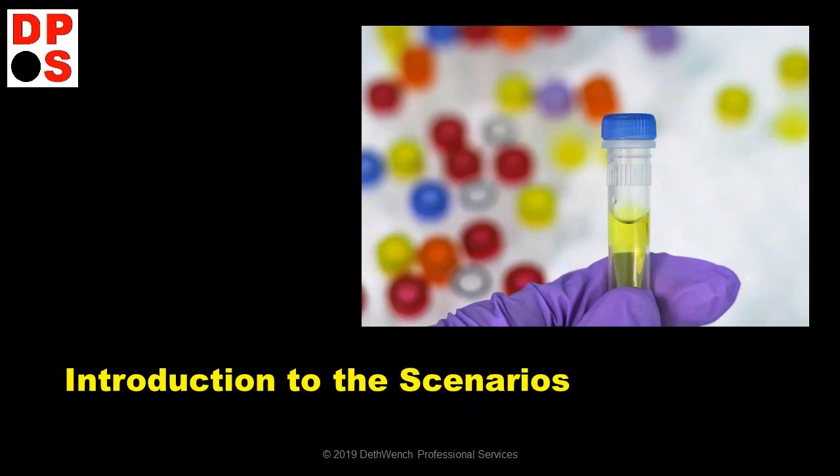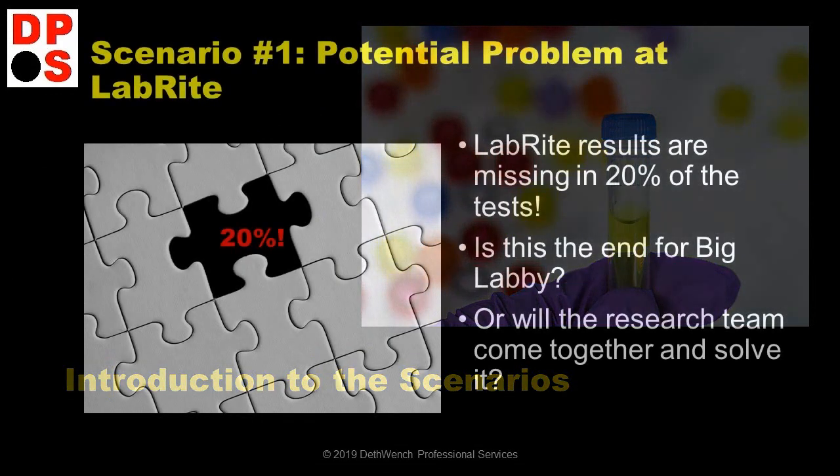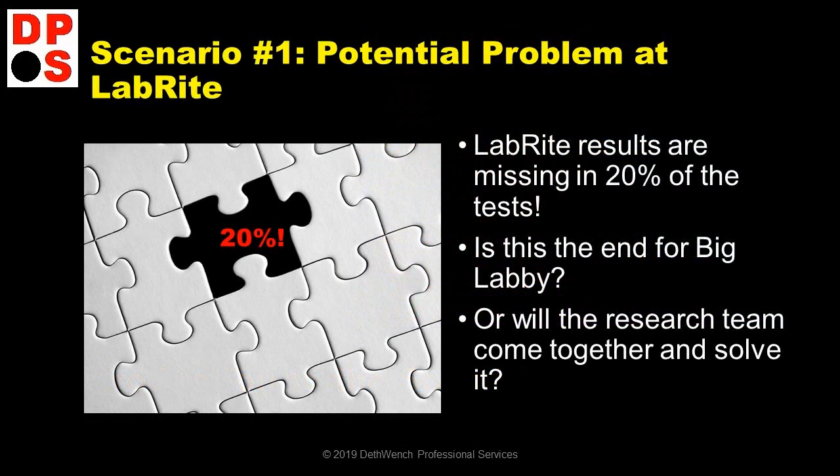Now, let's turn our attention to the 3 scenarios in this module. In Scenario 1, we face a potential problem at LabRite. At a research meeting, it is found that LabRite results are missing in 20% of the tests. Is this the end for Big Labby? Or will the research team come together and solve the problem?